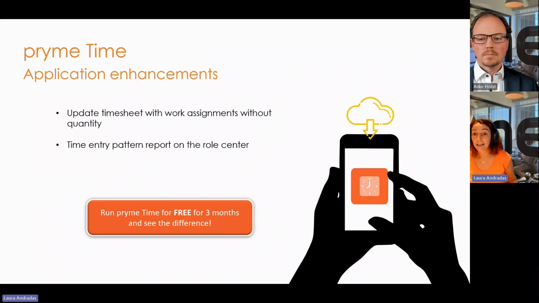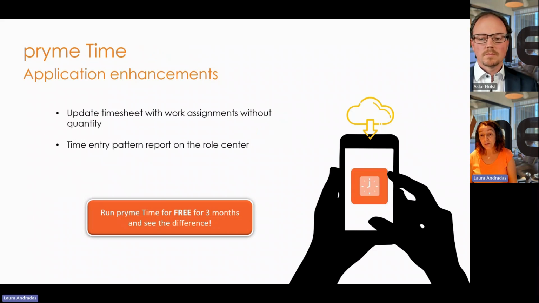Now you can update your timesheet with work assignments without populating quantity. This way you can use the work assignments as a starting point without entering the actual hours. And the time entry pattern report is now to be found on the role center. So you can view data from the current and previous periods and download this information as an Excel file sheet.